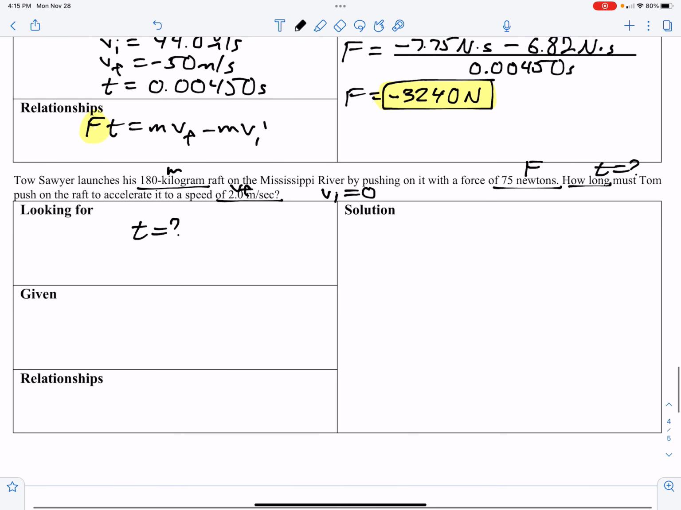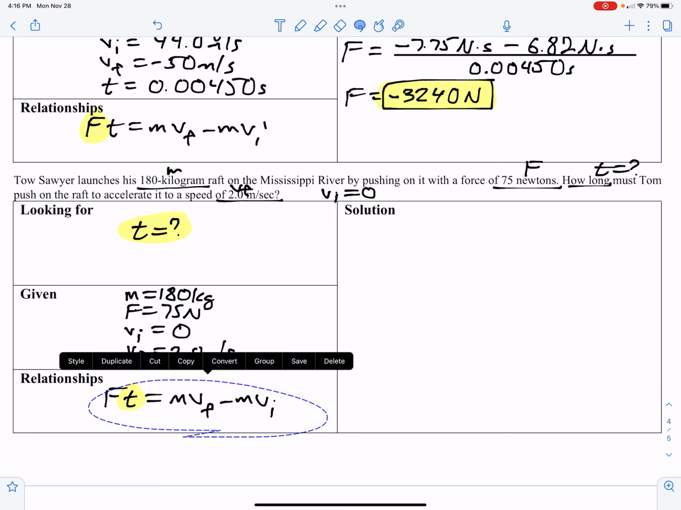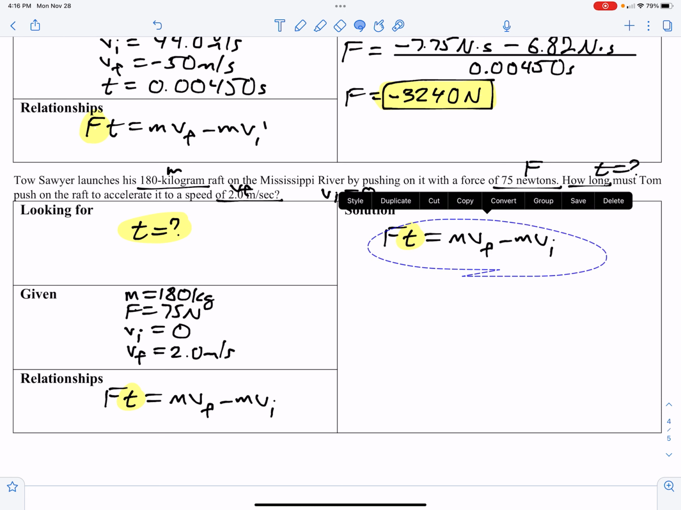You are given a mass of 180 kilograms. You are given a force of 75 newtons. We are given implicit information about the initial speed being 0. And the final speed we are given as 2 meters per second. Again, all 5 variables present. We're going to use the long version of the impulse equation. Force times time equals a change in momentum. You're solving for t, which means you're going to take that equation and isolate it for time by dividing away the force.